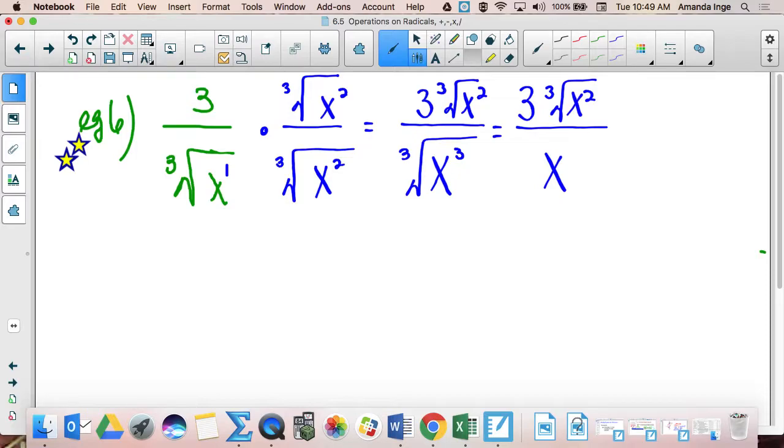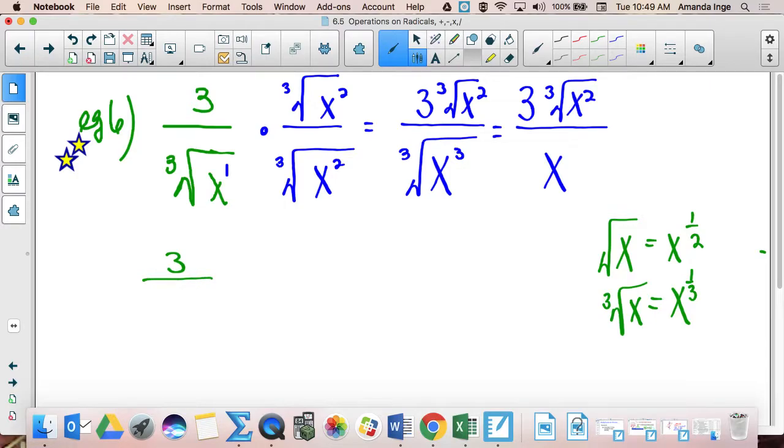Now personally, I think that's the hard way to work the problem. I'm going back to a concept we had the other day where I said that the square root of x was equal to x to the 1/2 power. And the cube root of x was equal to what? X to the 1/3 power. So what I would do is I would probably rewrite this problem as x to the 1/3 power.